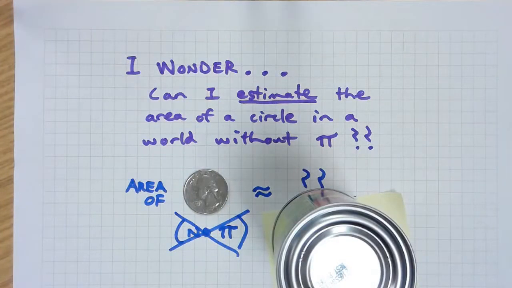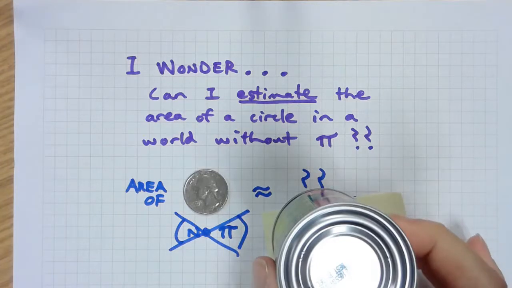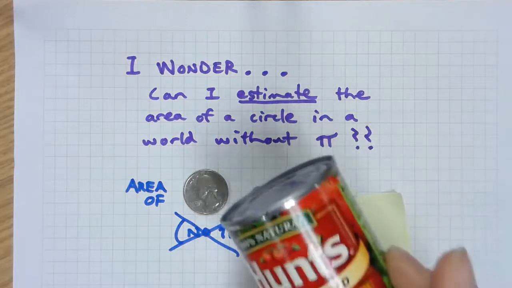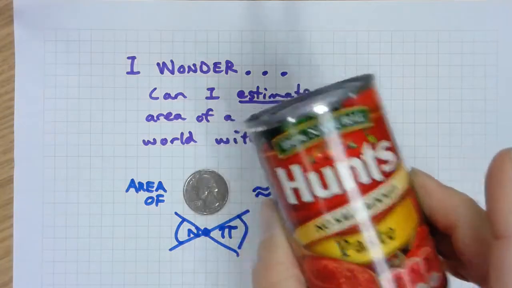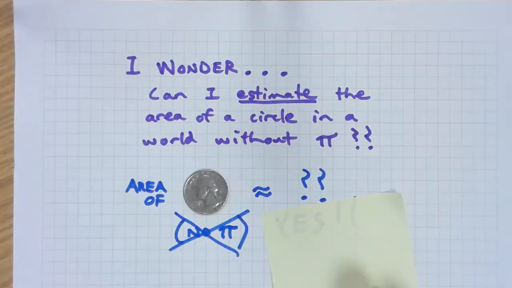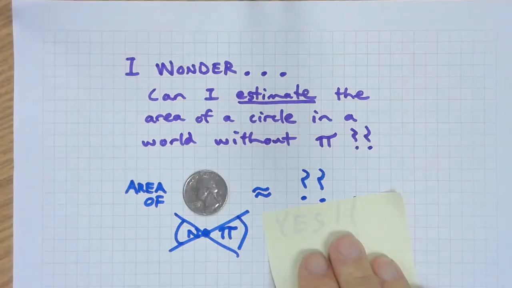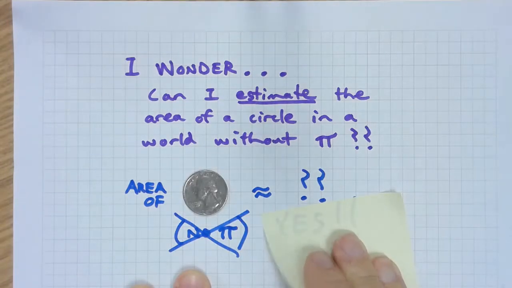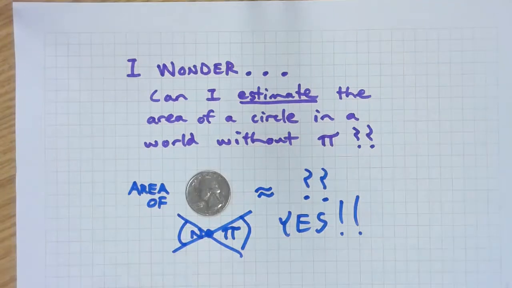Hey, I wonder, in a world without pi, can I estimate the area of a circle pretty accurately? Is there a way to do it if I completely forgot what pi is or didn't even know about it? Can I do this? Let's take... First, we got to get the tomato paste out of the way. And then this post-it note, which you can already see through. Spoiler alert. And the answer is yes.